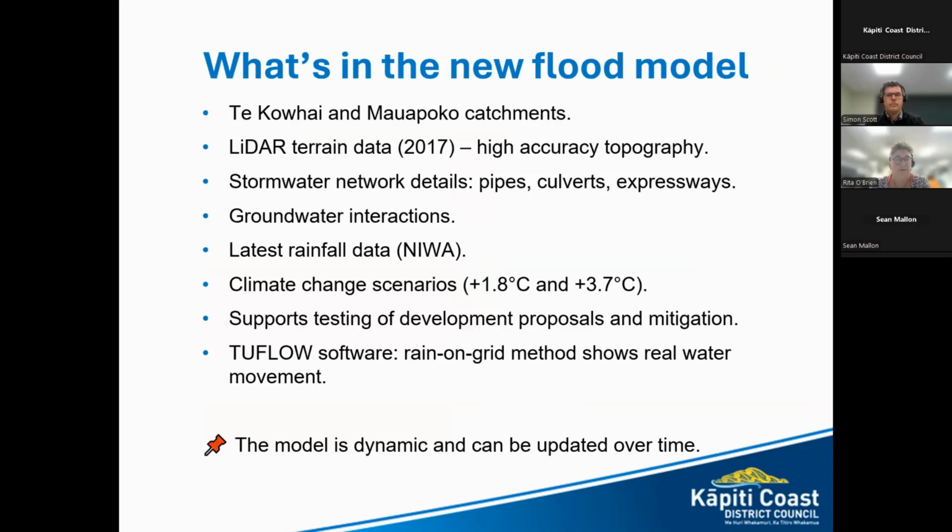Okay, so what's new in the model? The updated model shows flooding from the district's urban drainage network, piped and minor watercourses within urban areas, but has been extended to include the Te Kowhai and the Mauapuku catchments. These are potential growth areas.